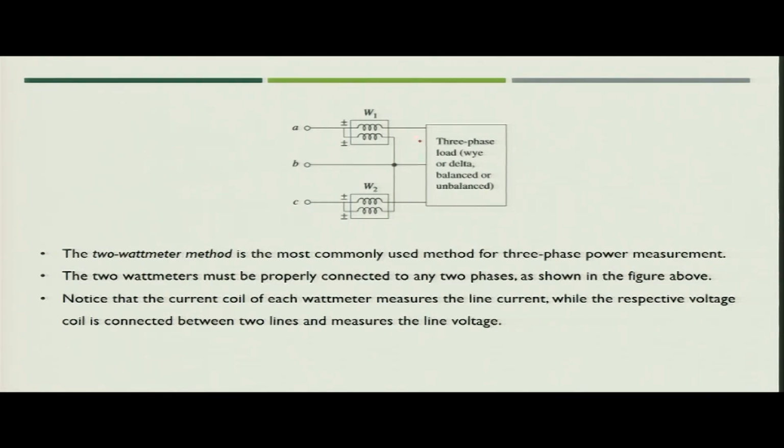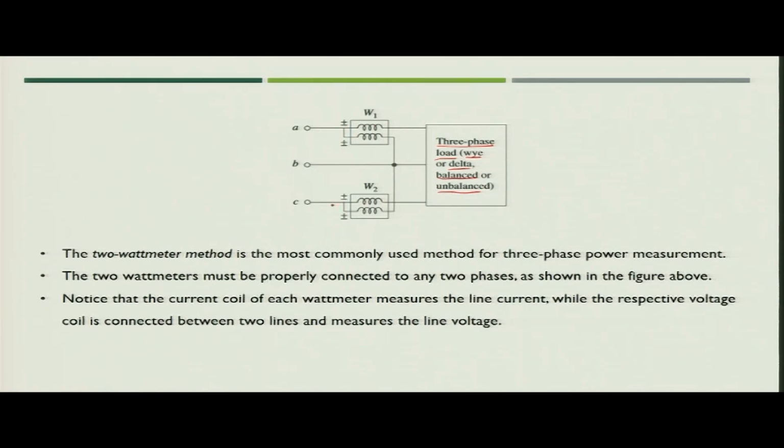So, now this is the arrangement which you will see in case of the 2 wattmeter method when you are asked to find out the total power consumed by the load. Here again the load is 3 phase, it can be star or delta connected, or it can be balanced or unbalanced.